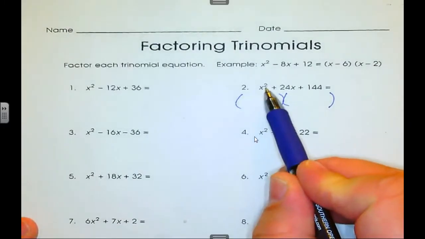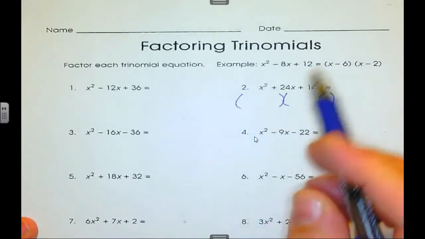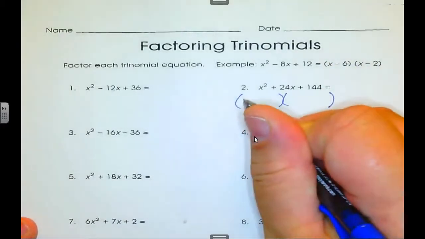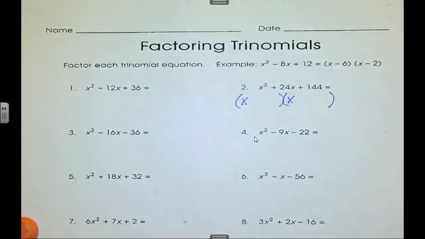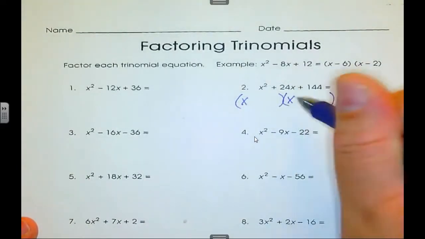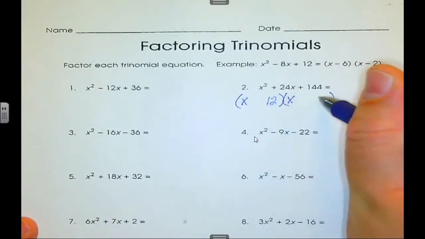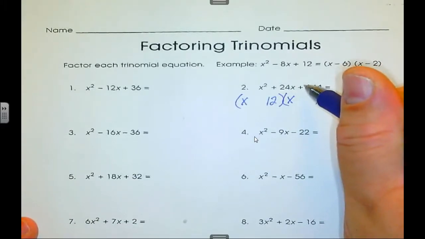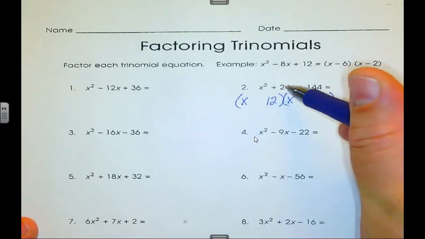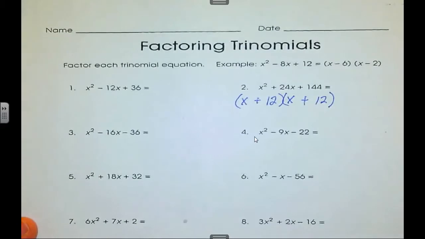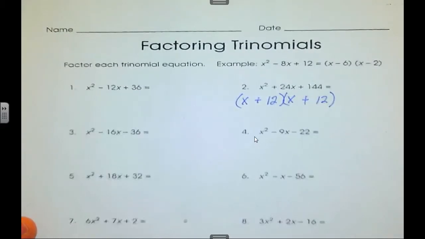Okay, the x squared. I have a coefficient of 1. The only way to get x squared is x times x. Choose numbers that multiply to 144 and add up to 24, which is 12 and 12. This is a positive, so they're either both positive or both negative. But since they add up to a positive, they're both positive. Easy peasy.